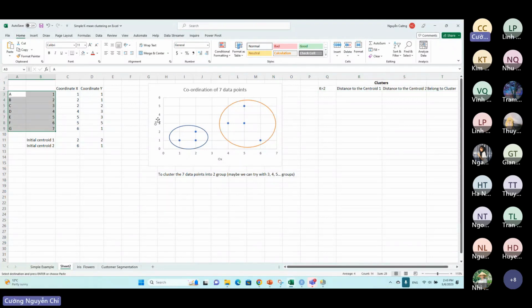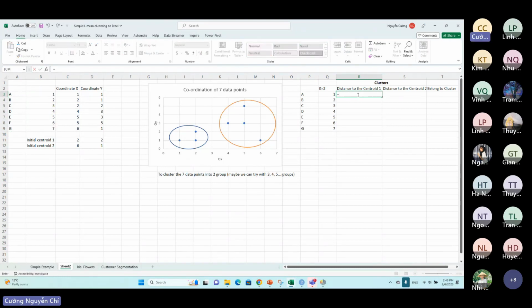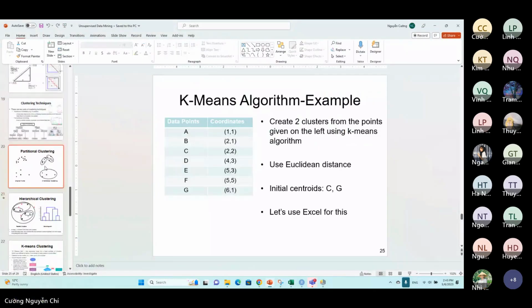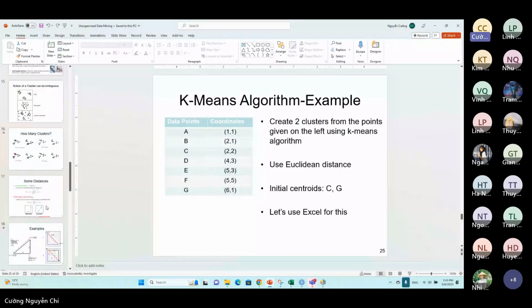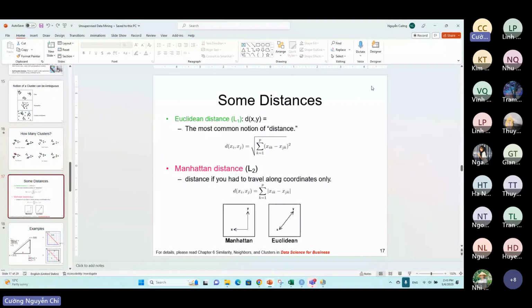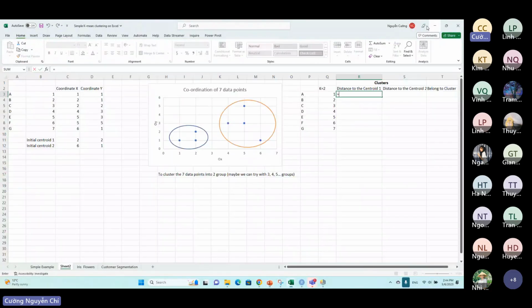Okay, so to do that one, we can calculate it first, which way? With the Euclidean distance method, we would take the square root of the square of the difference between the distances. So let's check the square of the difference in distance.